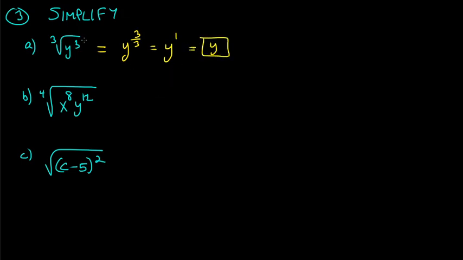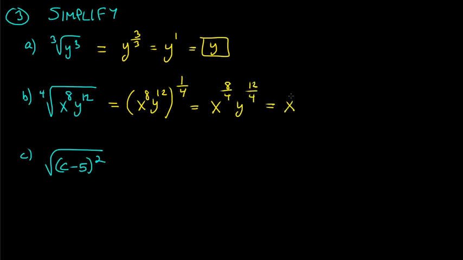Okay? So even though they're not asking us to convert from radicals to exponents, in this case it might be helpful. And the same thing is true here, right? We could think of this as x to the 8, y to the 12, and then not raised to the power 4, but 1 over 4. And then just use the rules of exponents, right? This is just x to the power 8 over 4 times y to the power 12 over 4, which is x squared times y cubed. So that's one way to go about getting to the final answer.